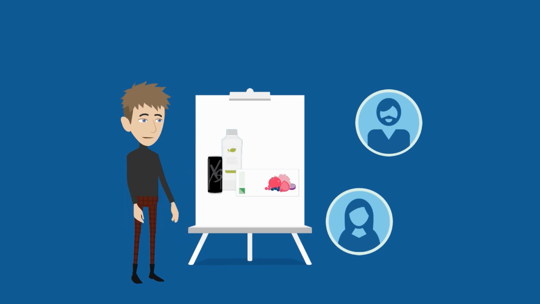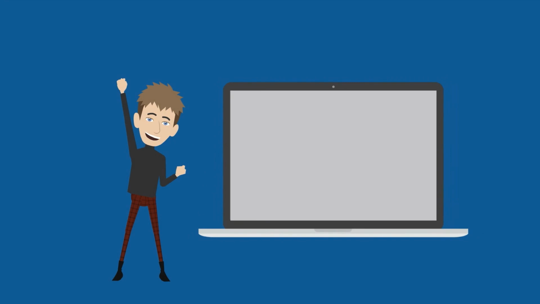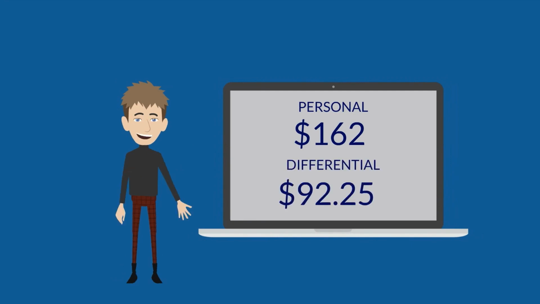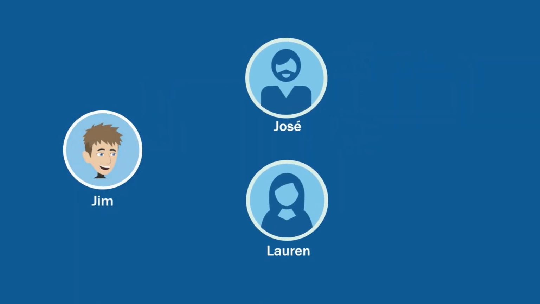Two months later, we check in with Jim. His hard work paid off. Last month, Jim earned $162 in personal performance bonus. But even better, he earned over $92 in differential bonus. Let's see how he did that. Jim still has Jose on his team and sponsored another IBO, Lauren.